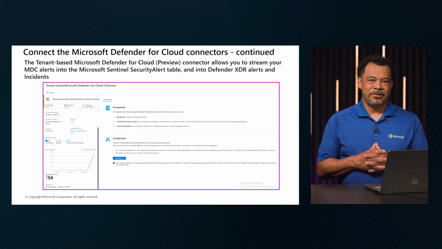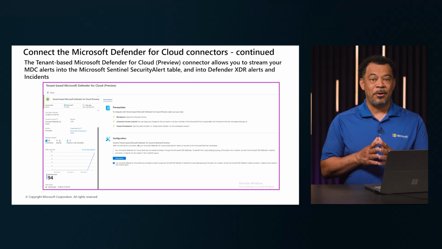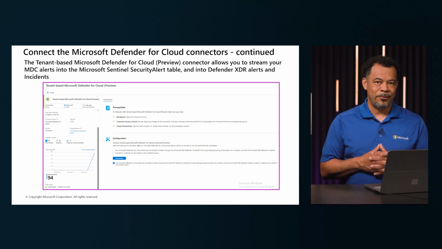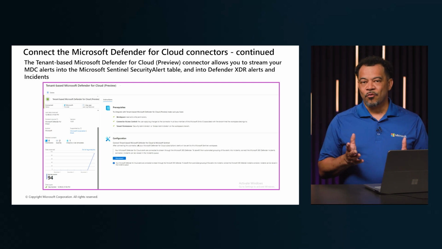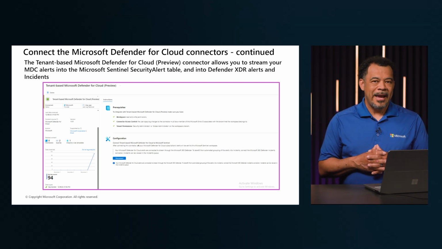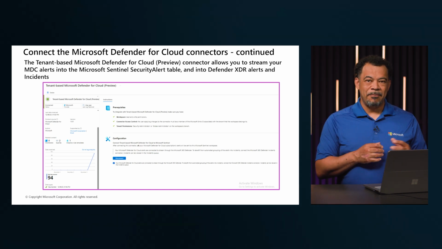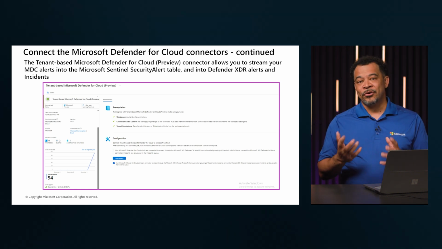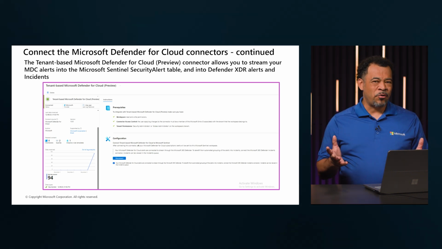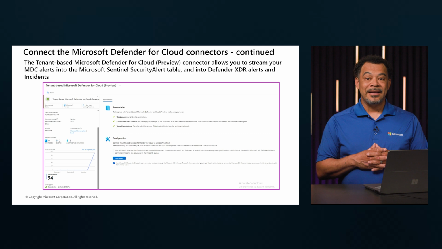The tenant-based Microsoft Defender for Cloud connector, which is in preview, lets you stream alerts directly into both the Microsoft Sentinel security alert table and Defender XDR incidents. To set it up, you need read and write permissions on the workspace itself, and you'll need proper connector access control and tenant-level roles like security administrator or be a global administrator. Once connected, new Defender for Cloud incidents will automatically flow into your Sentinel workspace. For full incident correlation, it's also recommended to connect the Microsoft 365 Defender incidents pane.